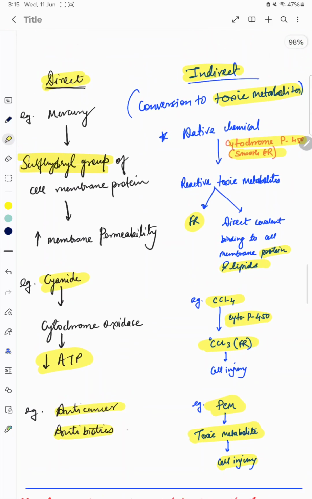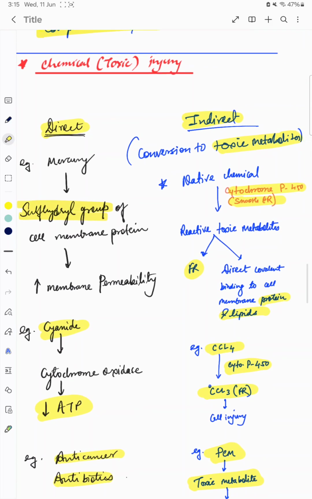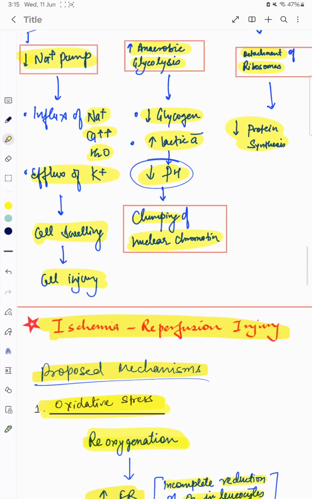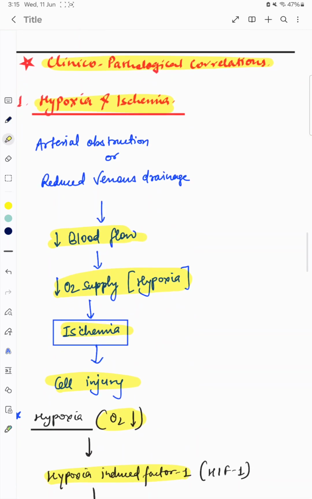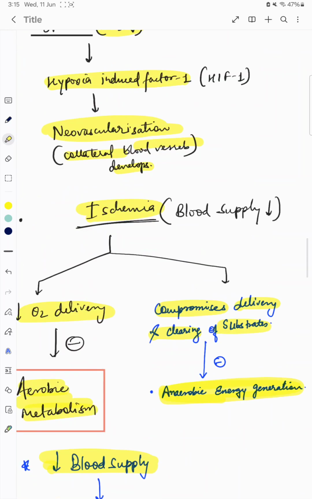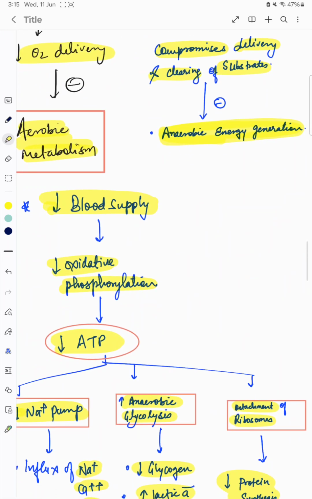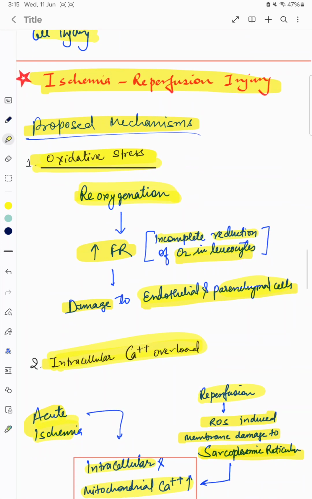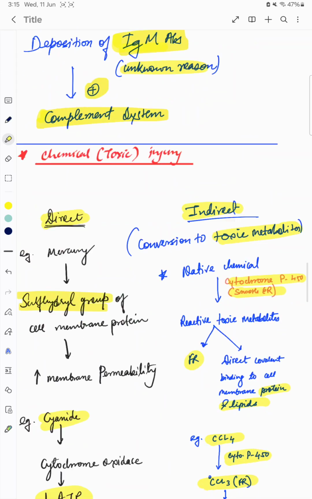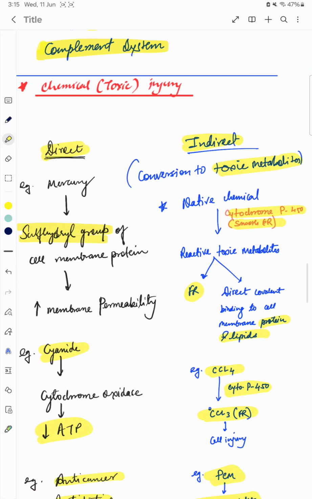So in clinico-pathological correlation of cell injury, we have discussed three mechanisms or events. First is hypoxia and ischemia and how it results in cell injury. Second is ischemia reperfusion injury and the various mechanisms of ischemia reperfusion injury. And third is chemical or toxic injury.